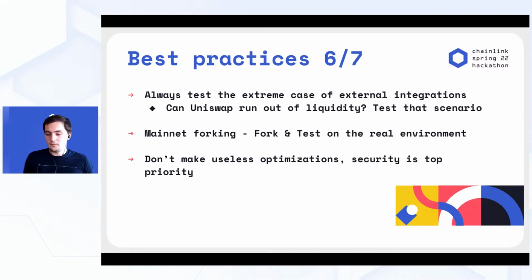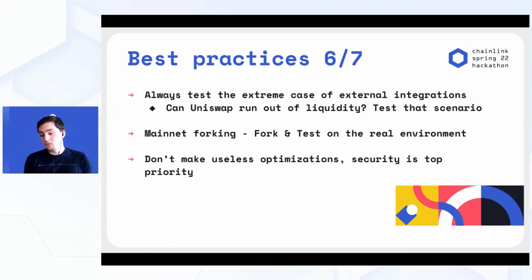Okay, next up, mainnet forking. This is really important. Again, if you want to properly test your contracts, you need to fork and test on the real environment. Local blockchains are great, but this is not the real thing. So try to test on a real environment with other protocols. Also, as part of your testing, you need to go to testnets, but unfortunately they are not exact copies of the mainnets. So once again, forking is better.